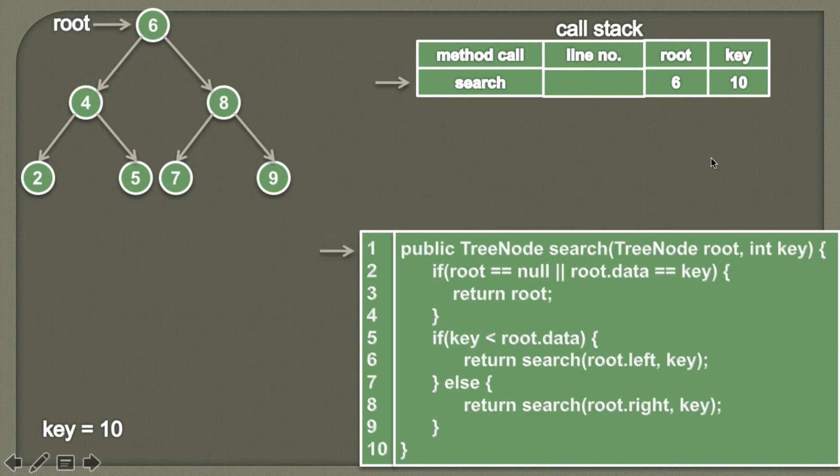Moving ahead, we check whether root is equal to null or not. So root is pointing to 6, therefore it's not equal to null. We'll also check whether root.data is equal to key or not. So here you can see root.data, which is 6, is not equal to 10. Therefore the condition in the if block comes out to be false.